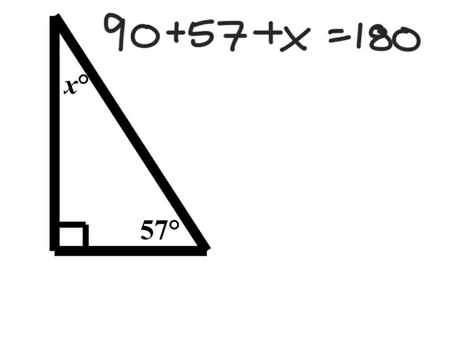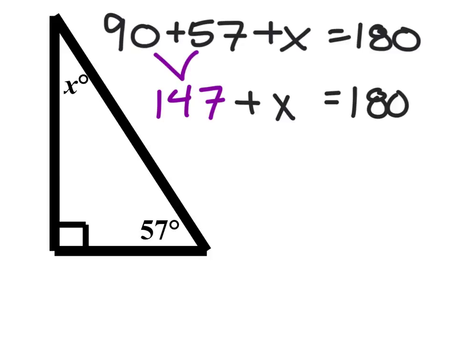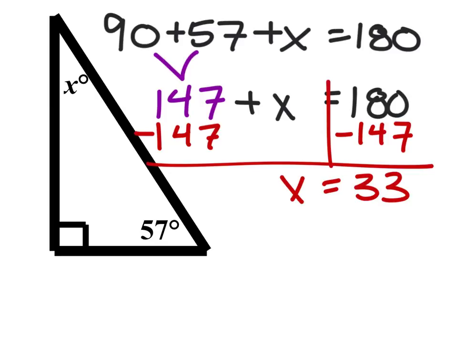We should write the equation, and then we should solve for x, because by now we should be pretty proficient at solving an equation. That means we should be pretty good at this by now. So let's go ahead and combine like terms. So I've added the 90 and 57. Then I'll subtract 147 from both sides. And that gives us x is 33. You can put degrees on there if you want.